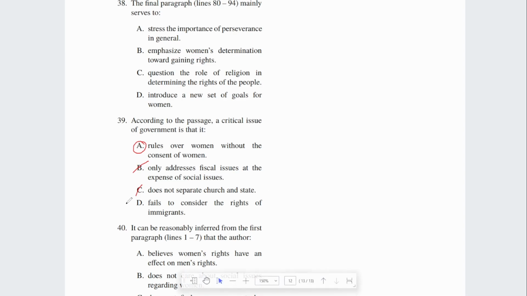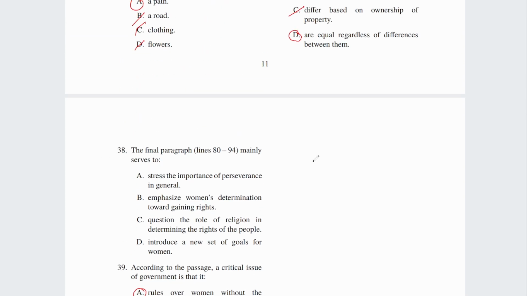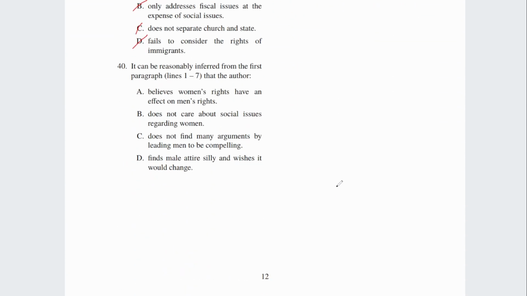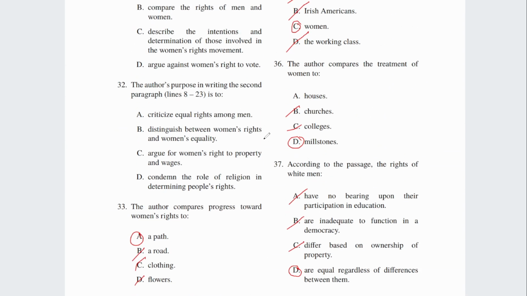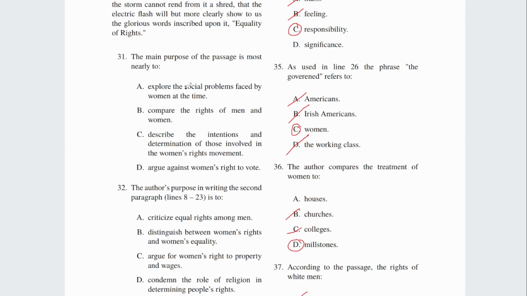And immigrants, likewise, are not discussed, right? We don't hear anything about immigrants. We hear about white men versus women. This is sort of the two sides of the issue that we hear discussed in the passage. We don't hear much about immigrants. Not that this wasn't an issue, it's just not mentioned in the passage. So, okay, what do we have left? We have reasonable inference. We have purpose of paragraph. We have purpose of paragraph again, and main purpose.